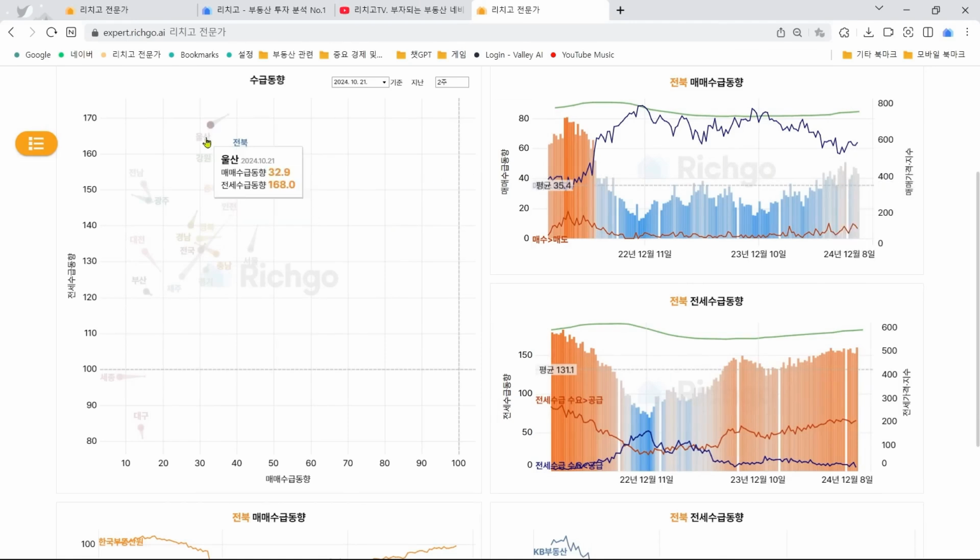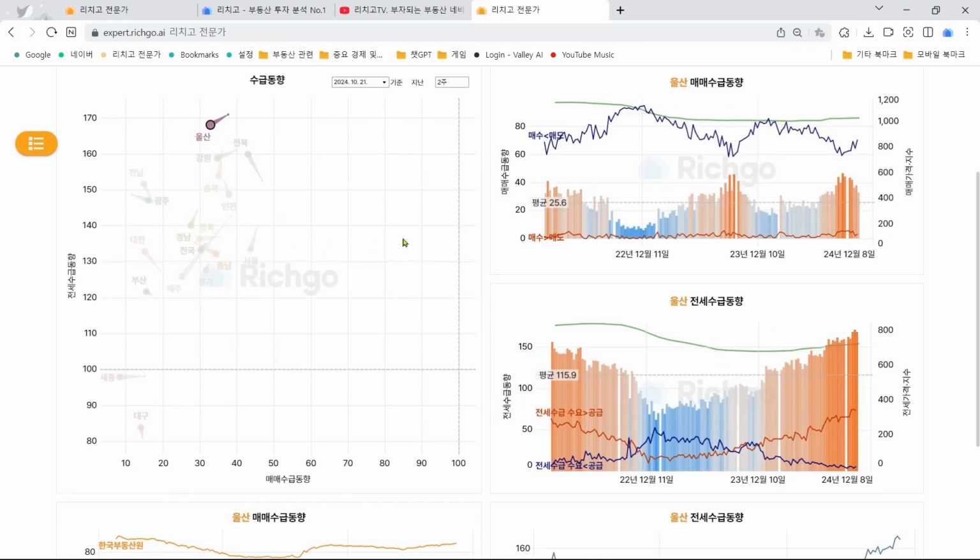And now, in the case of Ulsan, which I have always spoken positively about, it was heating up. But recently, the buying and selling demand has been continuously cooling down. However, above all, the rental demand is the highest in the country. What's the story? Take a good look at this.